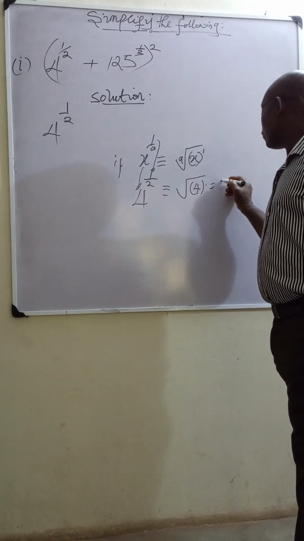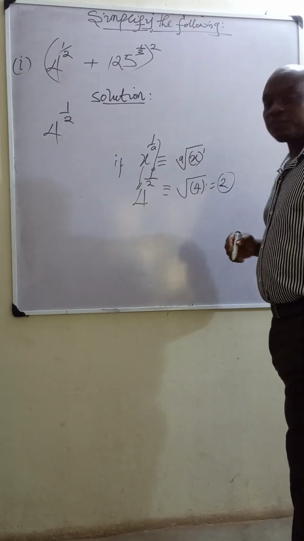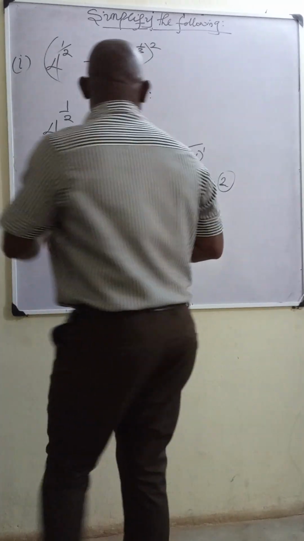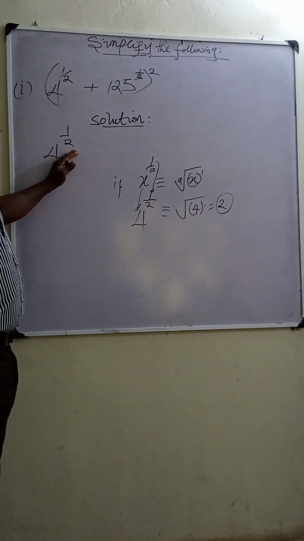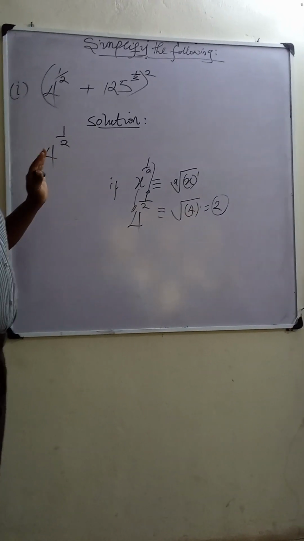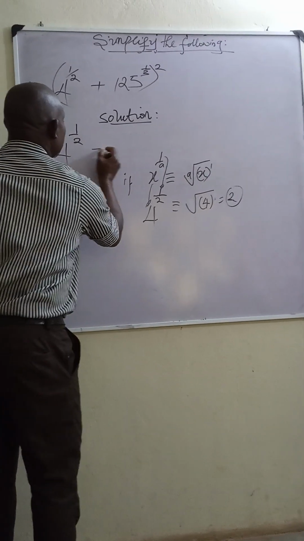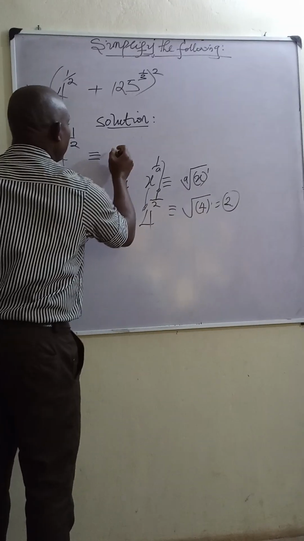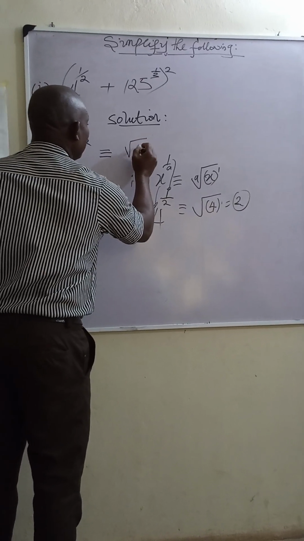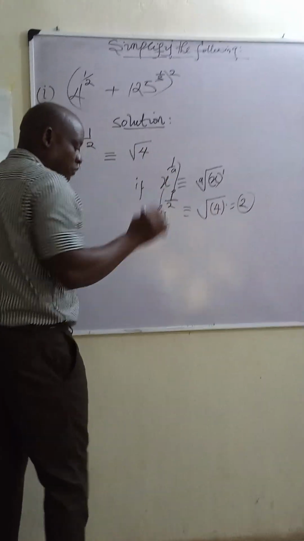And of course, the square root of 4 is 2. So now, with this, we have done the job. We have done justice to this particular number, almost 80%. So this particular number can be written as the square root of 4. Simple.